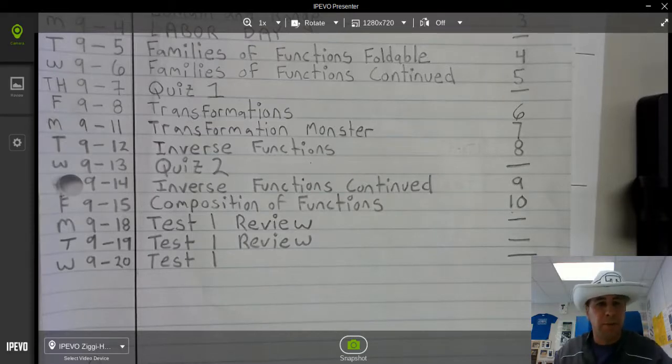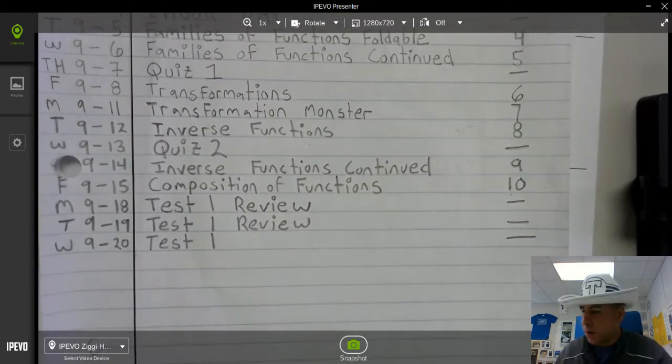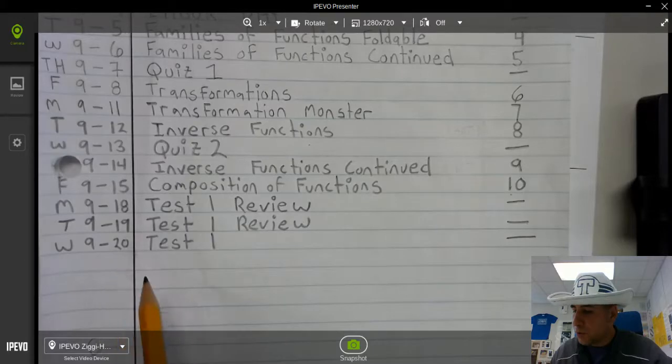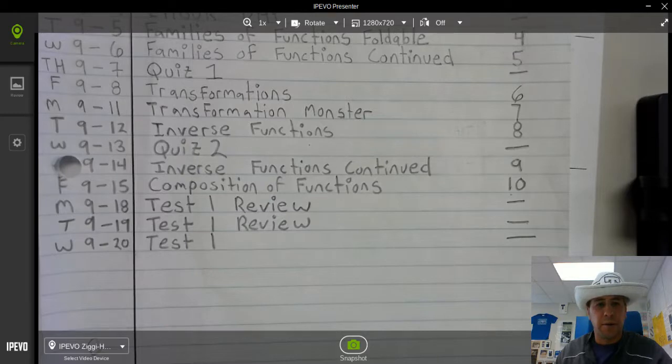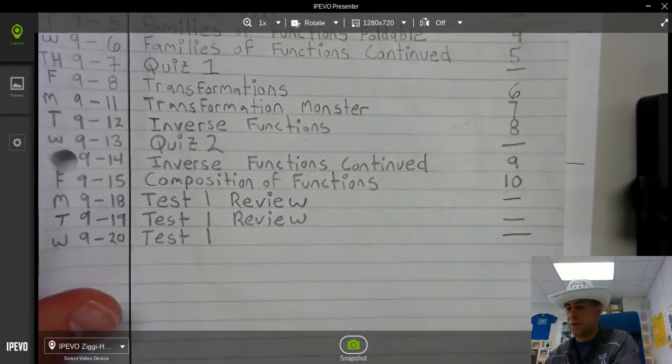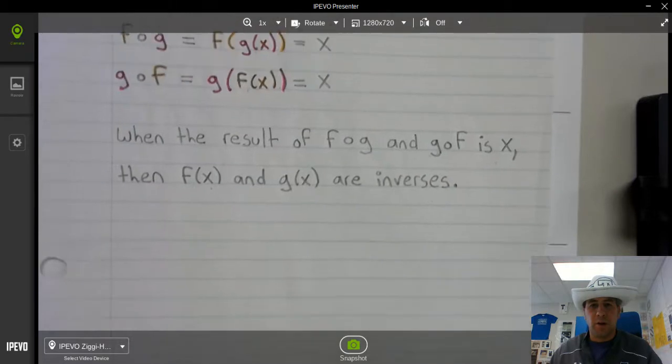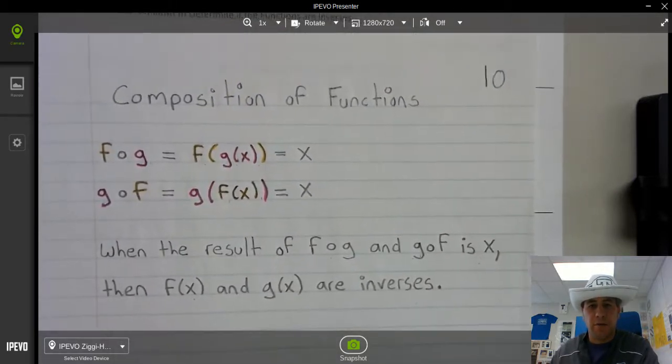Friday, September 15th. Today we're going to be looking at composition of functions, and that's going to be on page 10. A little note here: your test is coming up. It's going to be on Wednesday, September 20th. That's a Wednesday, so start getting ready for that. With that, update your table of contents. Now your table of contents are updated. Let's take a look at our notes today, again on page 10.